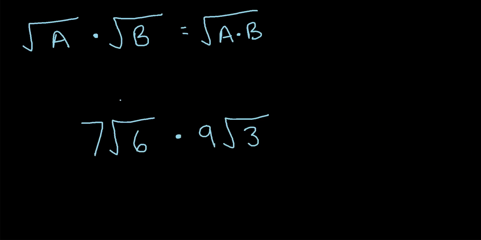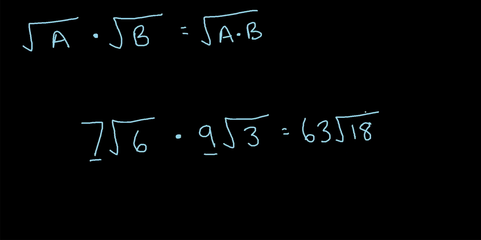All right, let's try one more example. Let's say we have 7 times the square root of 6 times 9 times the square root of 3. So once again, we'll start by multiplying these numbers on the outside of the square roots. So 7 times 9, that's 63. And then we'll multiply the square roots. So 6 times 3, that's 18. So we get the square root of 18.